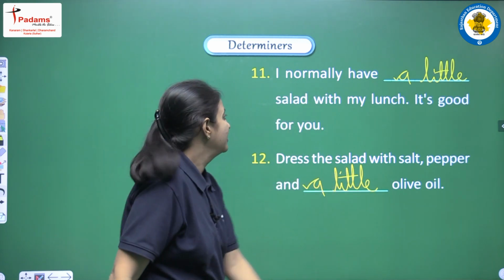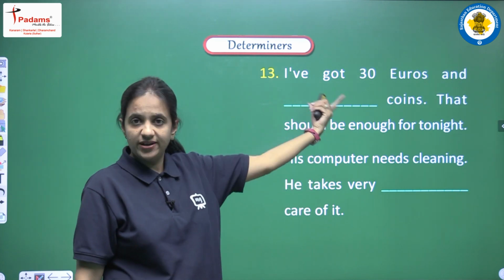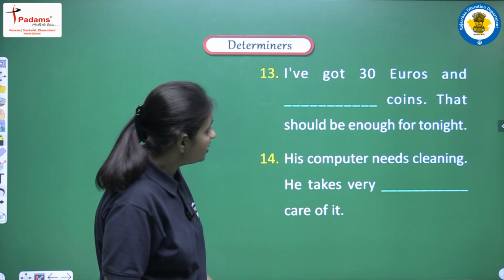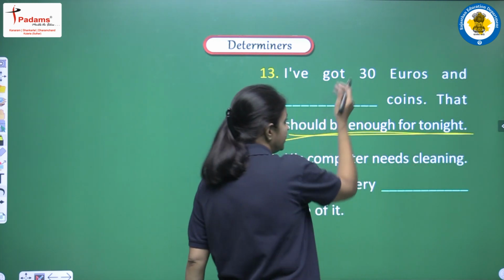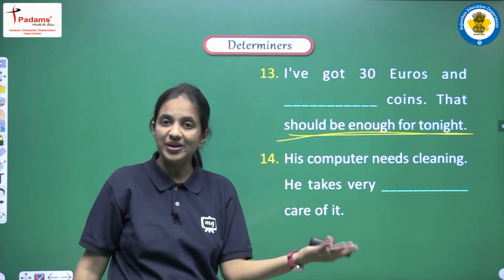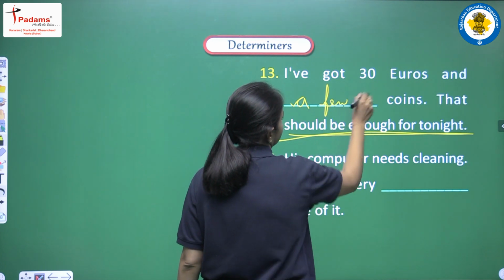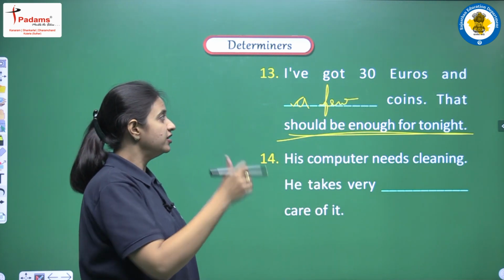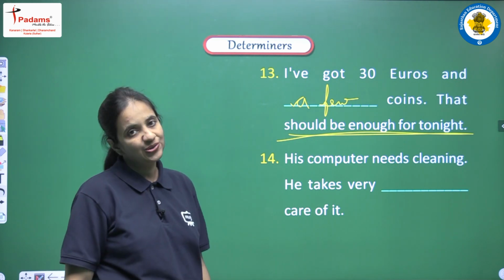Okay. Next is I have got 30 euros and a few coins. Coins is a countable noun. That should be enough for tonight. So when we are trying to say that ये जो quantity है हमारे पास, that will be enough. So it means we are talking about a positive meaning. So here our answer will be a few. And the sentence will be I have got 30 euros and a few coins, that should be enough for tonight.